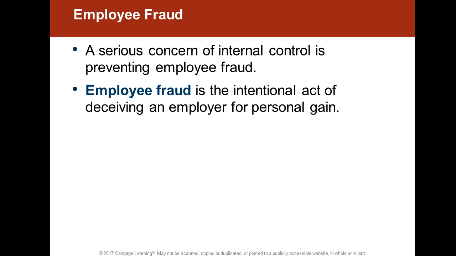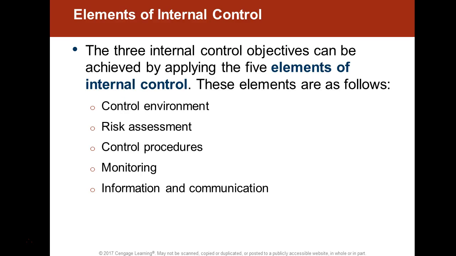Employee fraud is the intention of actually stealing something from an employer, whether it be money or some other asset. It could be theft of their trade secrets. It could very well be something like that, but in the end, it's theft. So the internal control elements include the environment, the risk assessment, the procedures, the monitoring, and the effective communication. And we're going to talk about those.